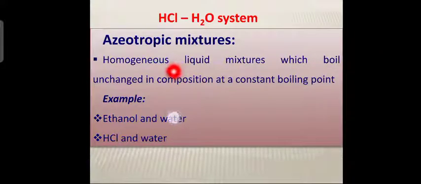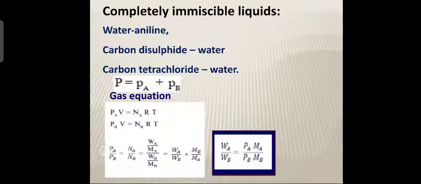HCl water system. Azeotropy mixtures. Homogeneous. What are azeotropy mixtures? Homogeneous liquid mixtures which boil unchanged in composition at a constant boiling temperature. So they will boil at a constant boiling point, and these mixtures have a constant composition. Composition will remain the same. The boiling liquid and the residual liquid present in the flask have the same composition. Examples: ethanol water, hydrochloric acid water.